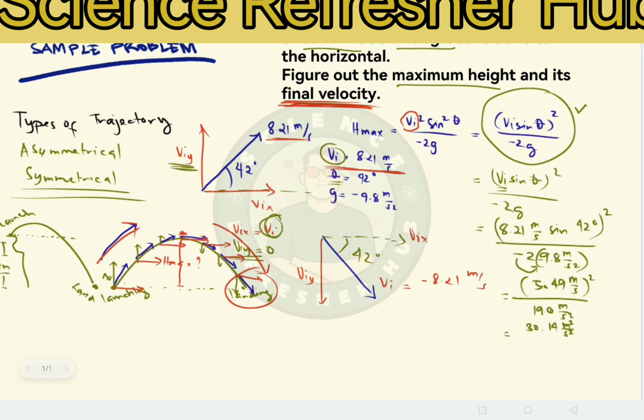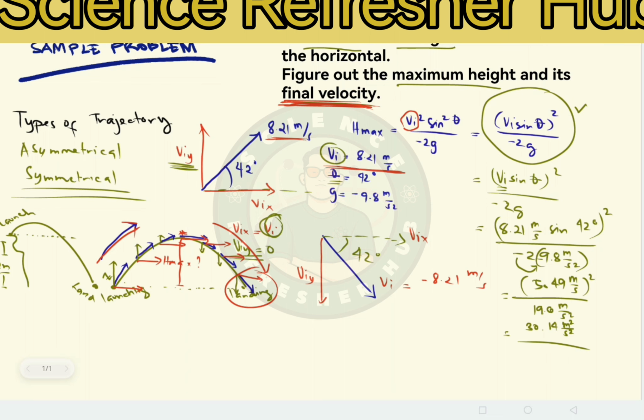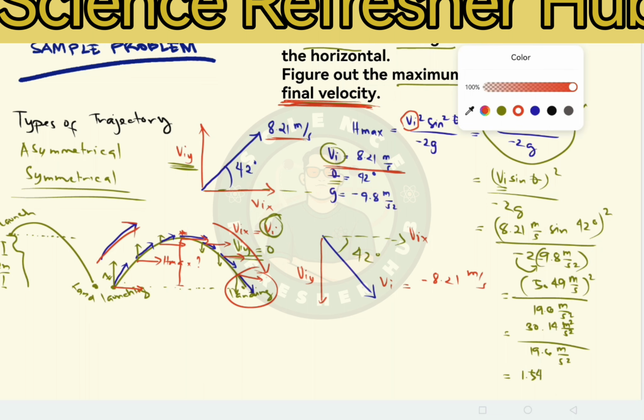And we will divide it by 19.6 meter per second squared. So we will divide it by 19.6. The quotient is 1.53, or rounded off to 1.54, and we can cancel unit here.